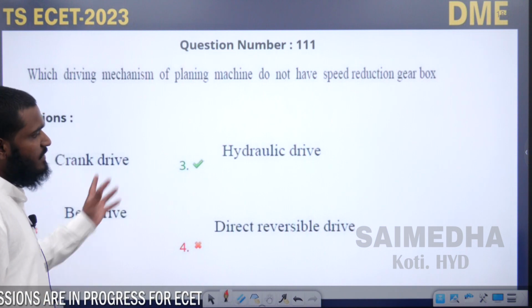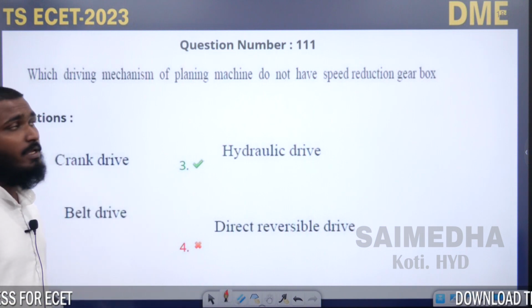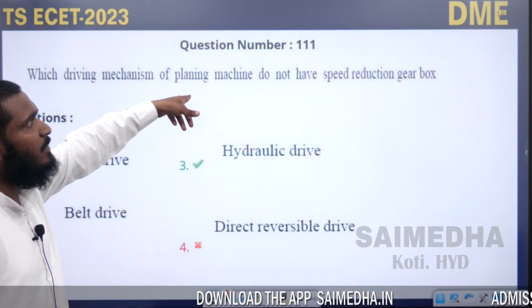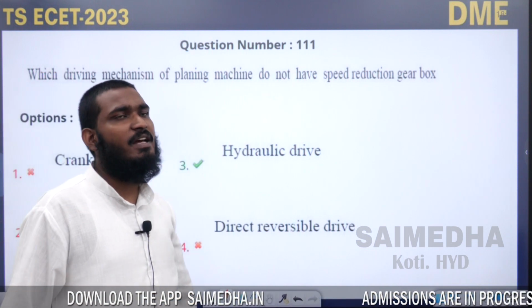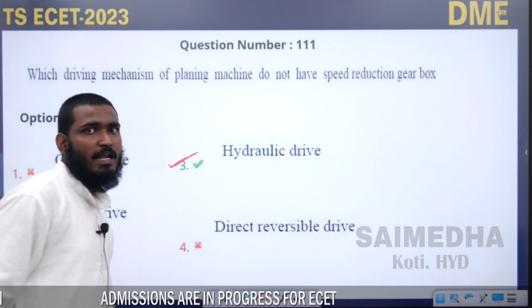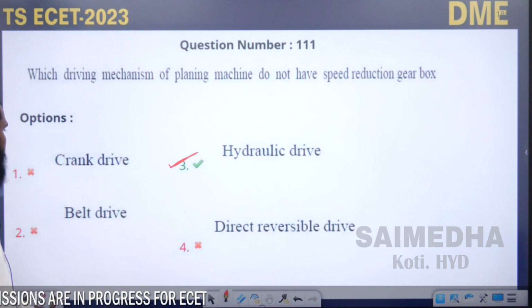We are taking all of these as driving mechanisms, but in which mechanism of the planing machine do we not have the speed reduction gearboxes? It is the hydraulic drive. Hydraulic drive does not have the speed reduction gearbox.